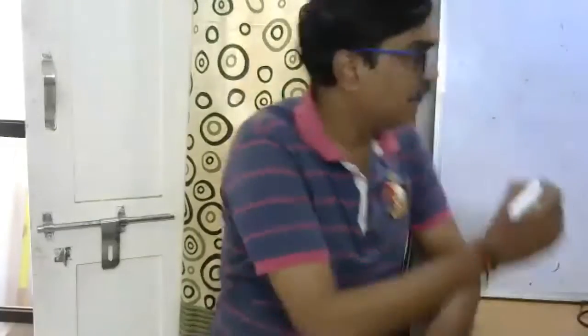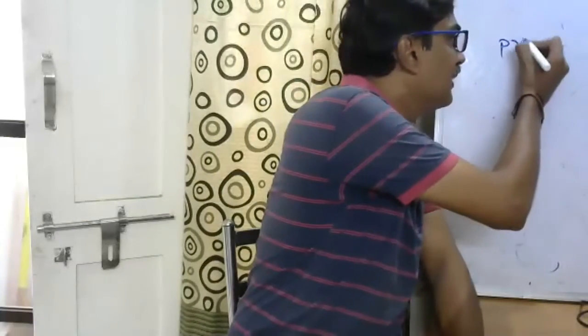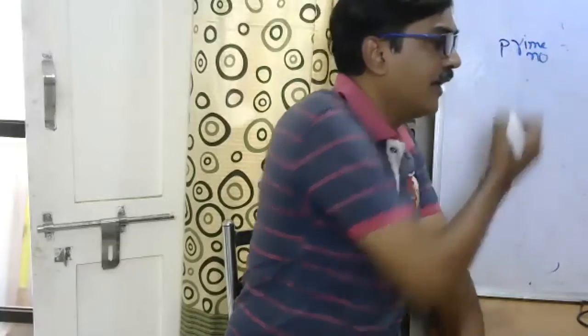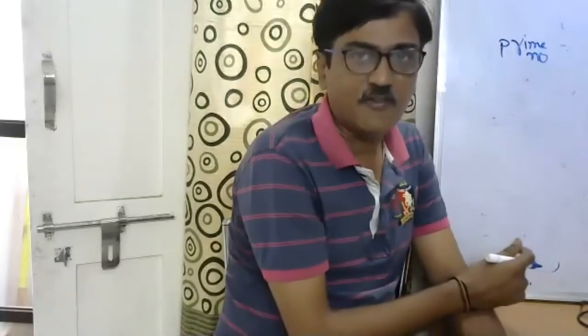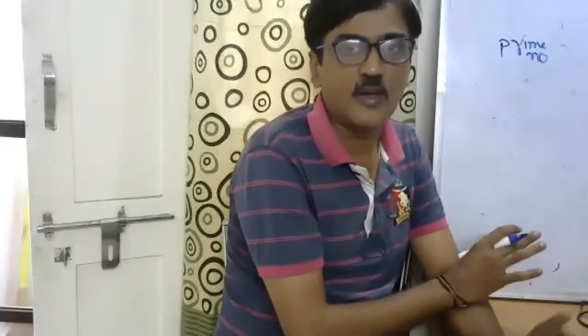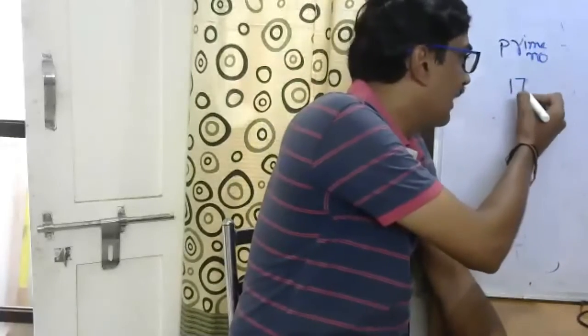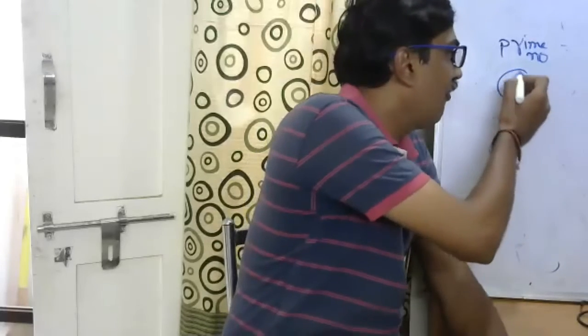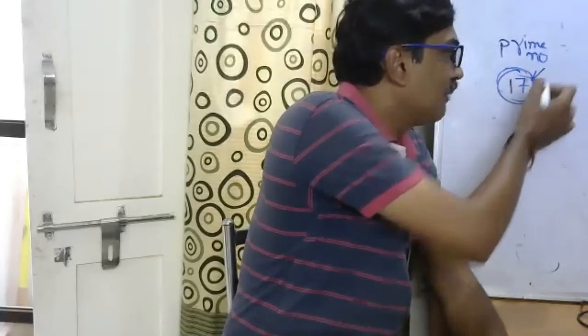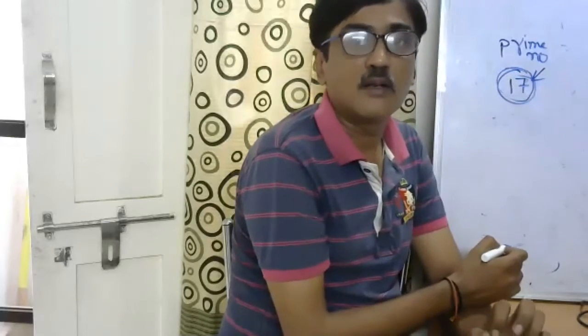Okay. Let me take one example. I guess you all would have executed the programs on prime numbers. So what is a prime number according to you? A number that is divisible only by itself and 1 is referred to as a prime number. Let us take the example of 17. What is the logic that you would have followed to check whether the number 17 is prime or not?